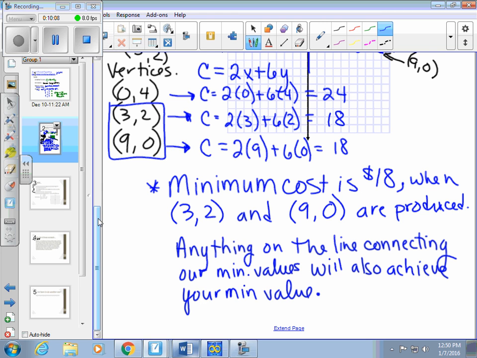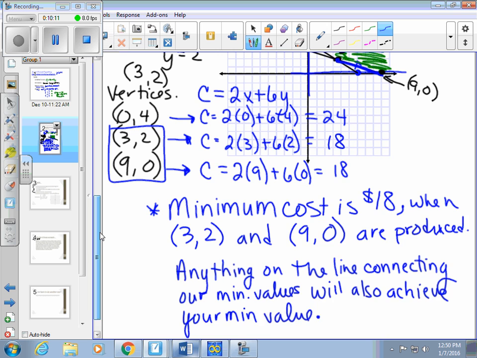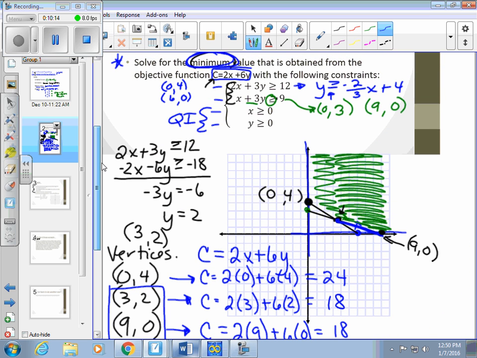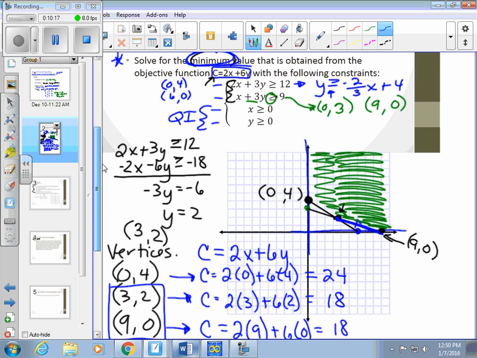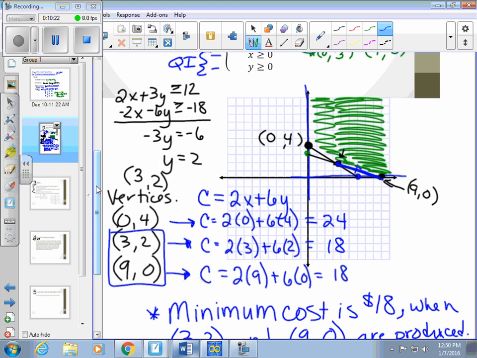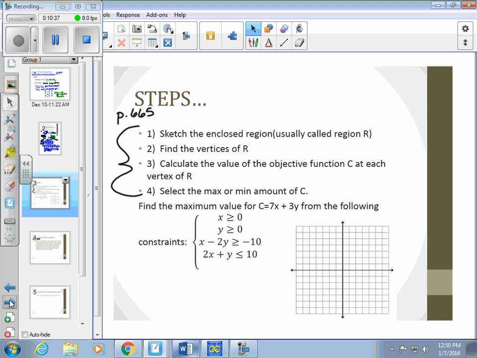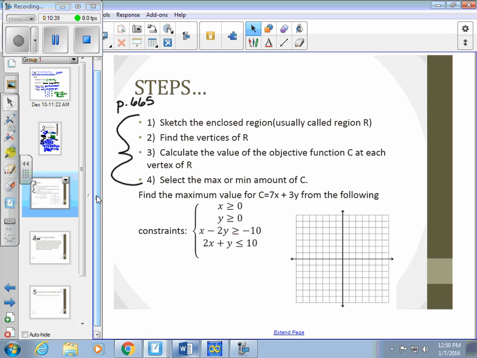So for your first couple, as we're going through on your assignment, you're going to be given your inequalities, you're going to be given your constraint, you're graphing your feasible region, you're identifying your vertices, you're plugging those vertices into your constraint and finding whether it's the minimum value or the maximum value based on what we're looking for in the description of the problem. As you move ahead to the next slide, on page 665 in your book, it talks about the steps. It gives you all of this information. So make sure you read through some of this and see how things are going to work. And look at the examples that the book gives you as well.